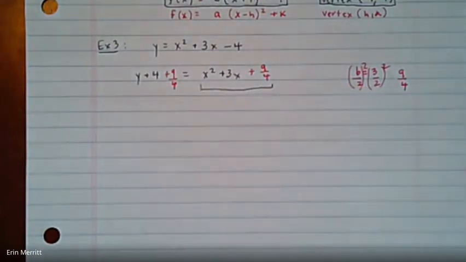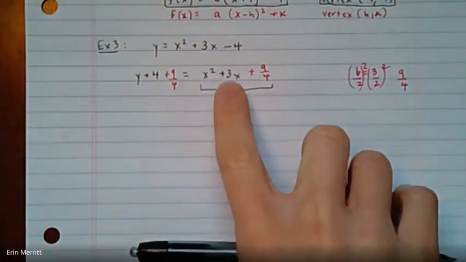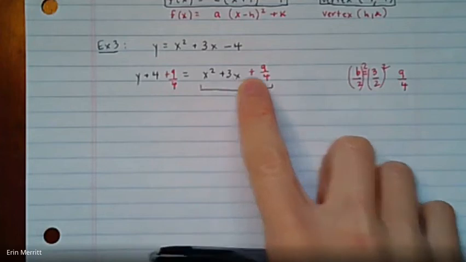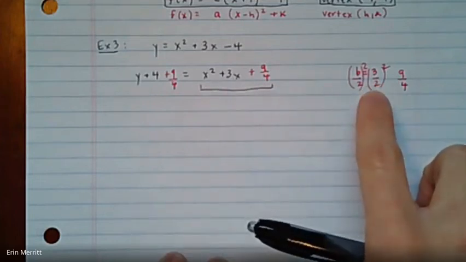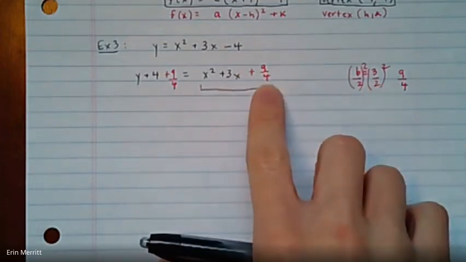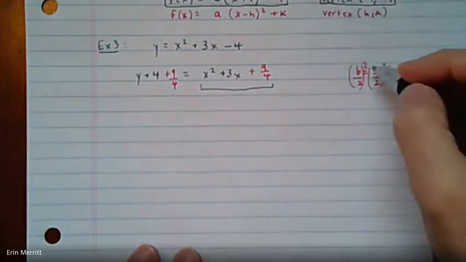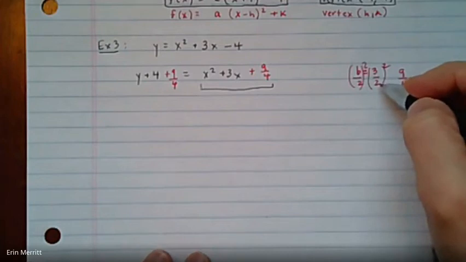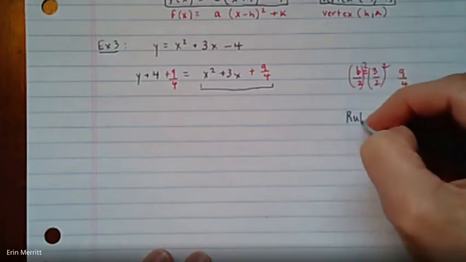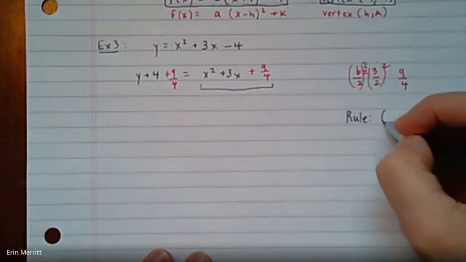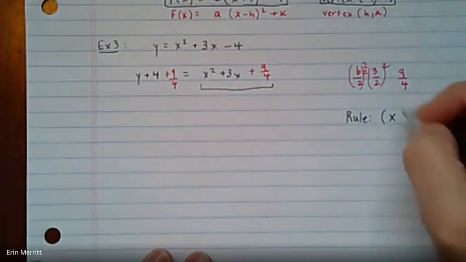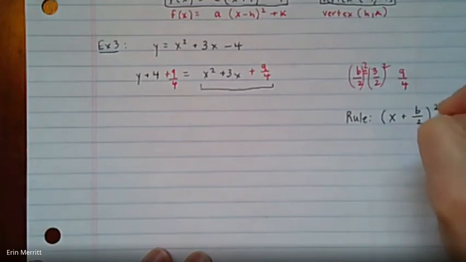So in the case of trying to figure out what works here, if you think about it, what adds up to 3 would be 3/2 plus 3/2. What multiplies to give you the 9/4? Well, 3/2 times itself. So by doing this process, you figure out that what always goes in the parentheses is just going to be x plus whatever the b over 2 is, squared.